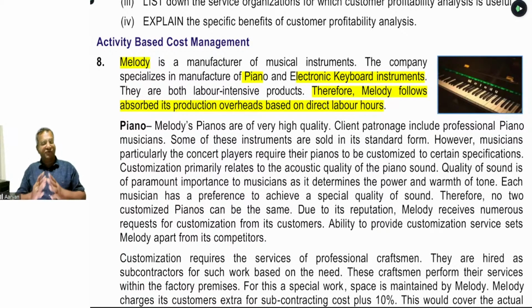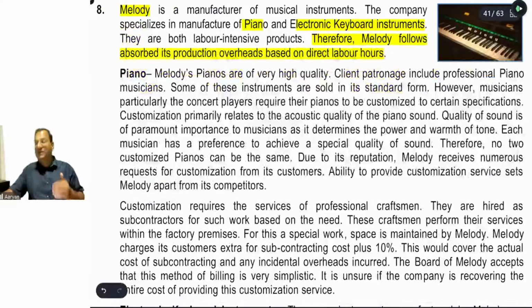Very little volume is standardized, while the majority of the volume is customized. Customization will be done to achieve a spatial quality of sound. Therefore, no two customized pianos can be the same. And this is our ability to customize according to the professional need of each and every individual. This USP, unique selling point, will set us apart from our competitors. Whenever the piano is being customized, we require the services of professional craftsmen. They are not permanent employees of our company. They will be hired as and when required by the organization.